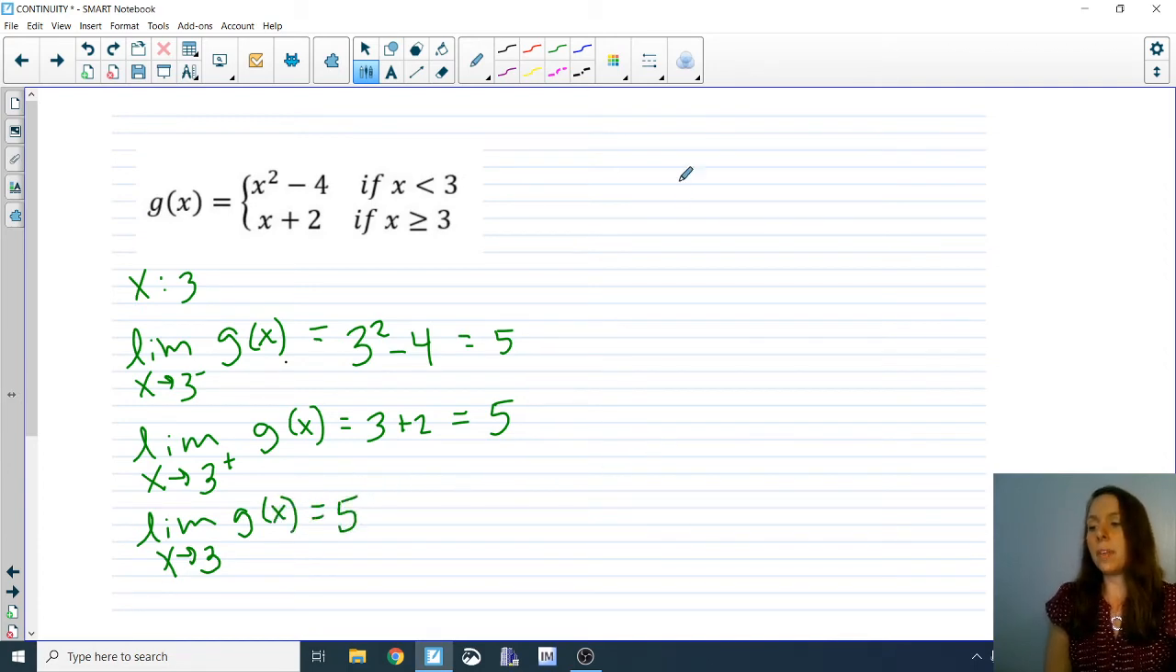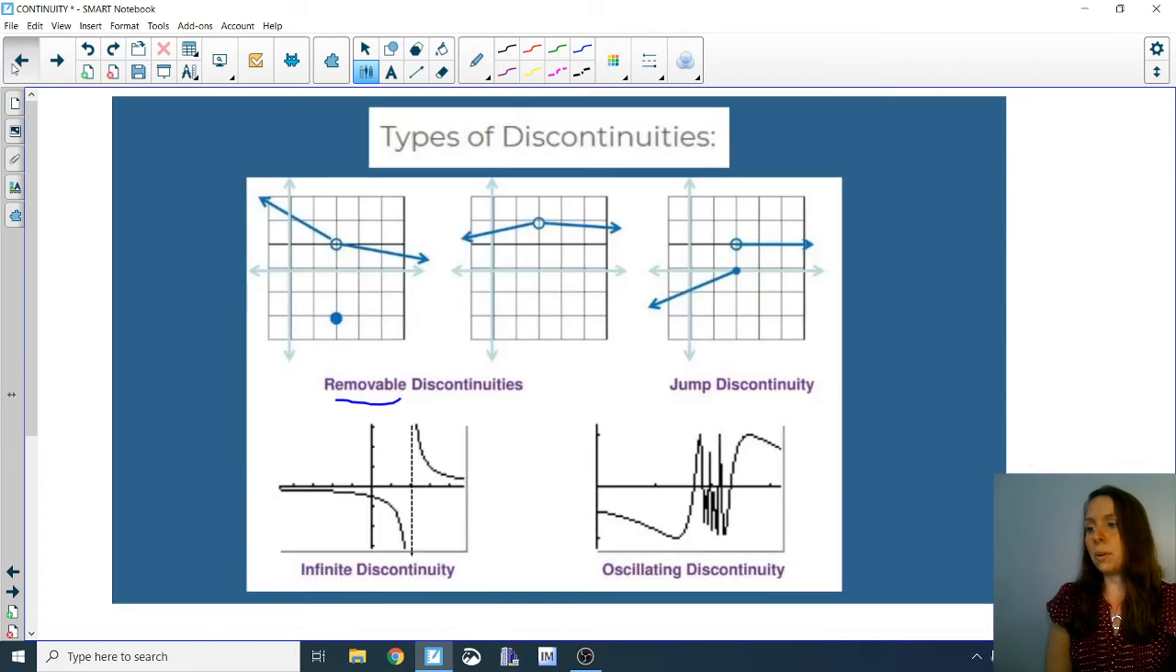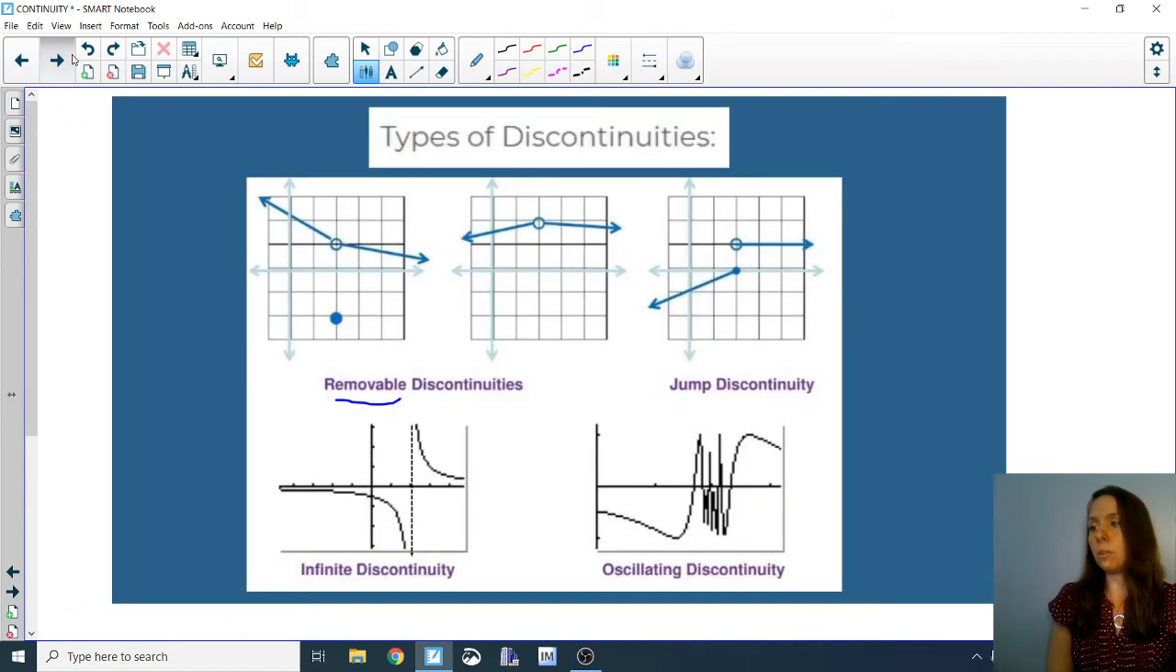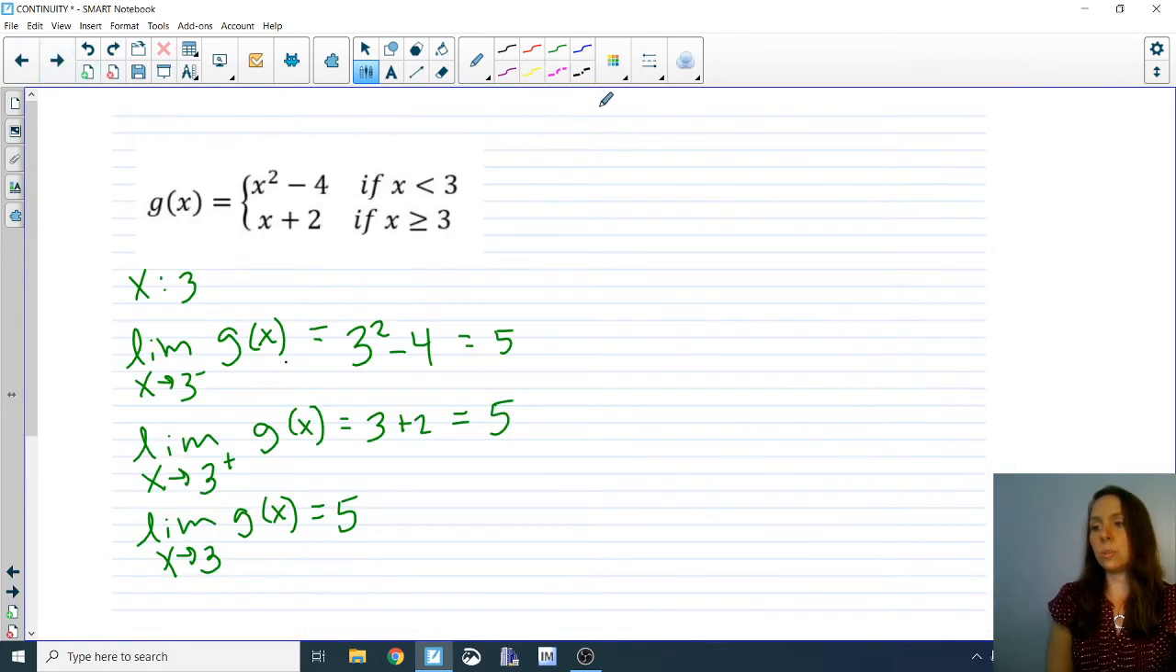Now remember, that is just the first part of the definition of continuity at a point. We just established number 1. The limit as x approaches, in this case it was 3, of our function exists. What we now need to do is look at the function value at x equals 3 and ensure that it exists, first of all. And then we want to see if it's equal to 5. So up here I'm going to write now, what's g of 3?